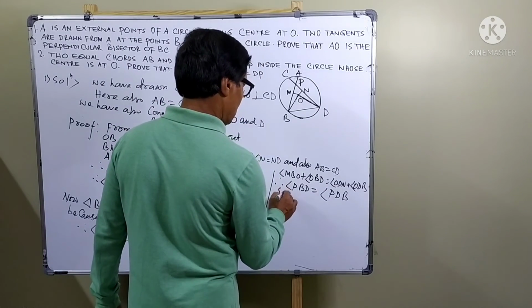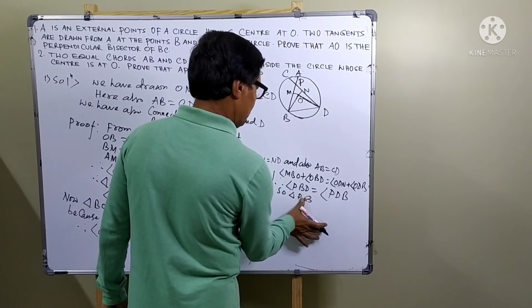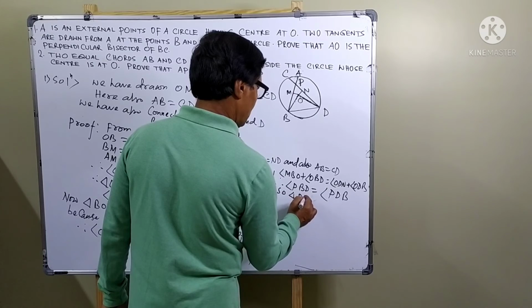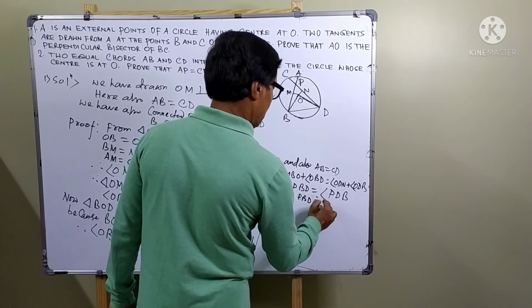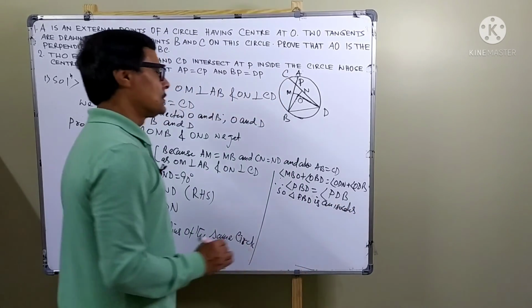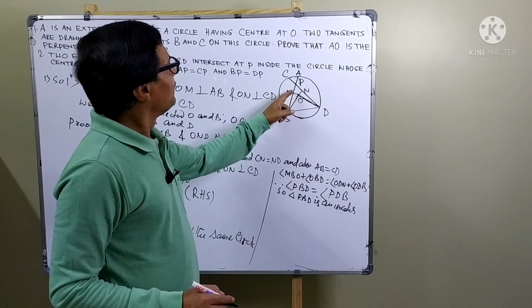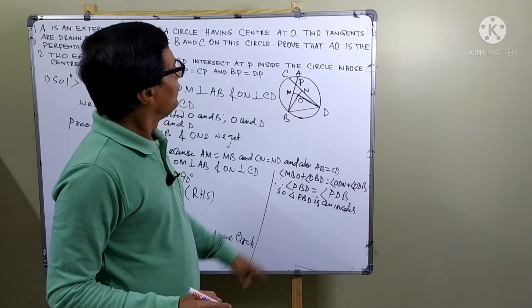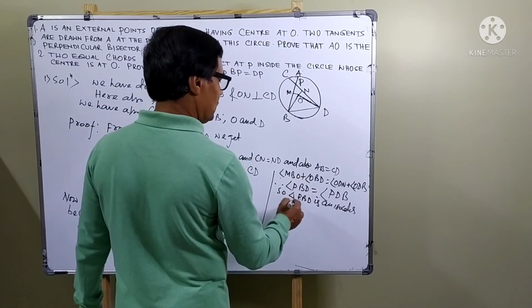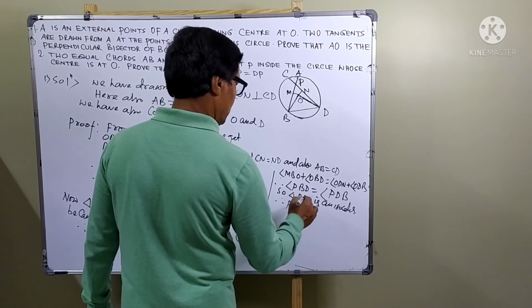So triangle PBD is isosceles. So we can say that PB equals PD.